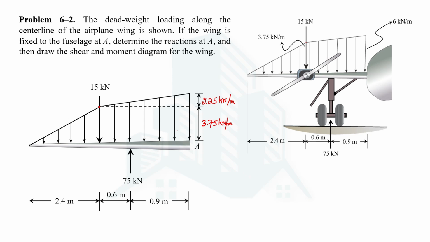Now we have a UDL of 3.75 kilonewton per meter up to a distance of 0.9 plus 0.6. It means after a distance of 1.5 meter, we have a UDL of 3.75 kilonewton per meter. So the point load would be calculated as 3.75 multiplied by the distance, which is 1.5 meter. On multiplying these, we will have 5.625 kilonewton as the point load acting on behalf of this UDL.